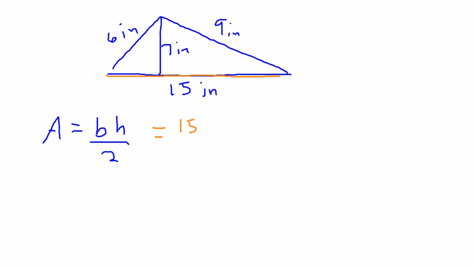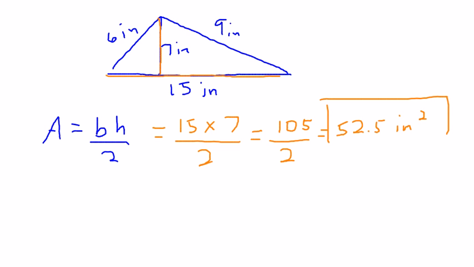15 times, what is our height? Well, the height must form a right angle with the base. So this must be our height, 7 inches. 15 times 7 divided by 2. What is 15 times 7? 15 times 7, that's 105. And 105 divided by 2 equals 52.5 inches squared.